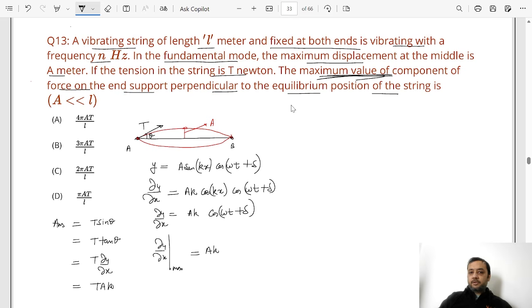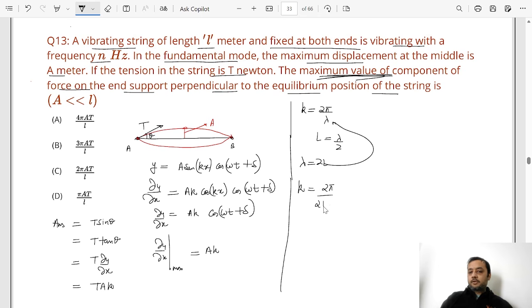Okay, now what is k? K, if you remember, is 2 pi by lambda. Now since the string is oscillating in the fundamental mode, the length of the string is nothing but lambda by 2. Hence we can say that L will be lambda by 2. So lambda you can put 2L here. So the value of k becomes 2 pi by 2L, which is pi by L. Put that in the place of k. So TA into pi by L. This is the value of the force which they are asking.